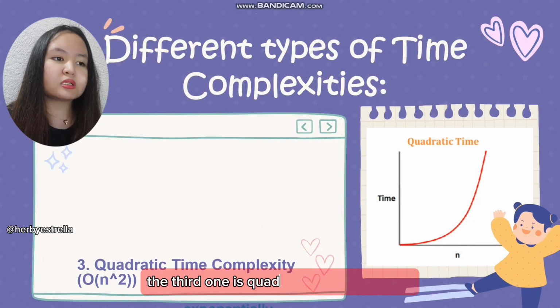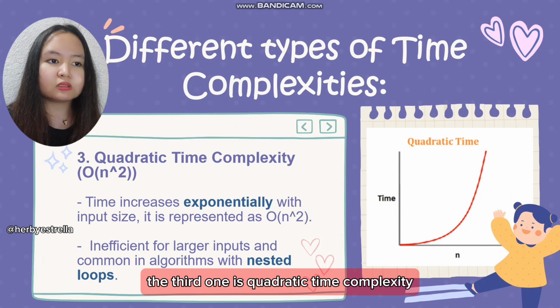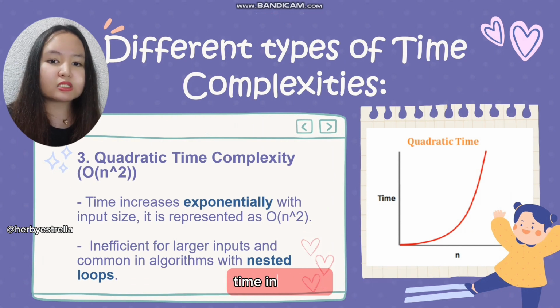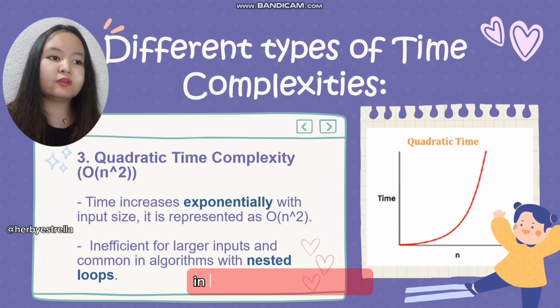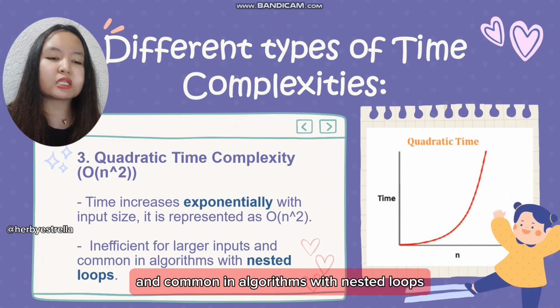The third one is quadratic time complexity, O of n squared. Time increases exponentially with input size. It is represented as O of n squared, inefficient for larger inputs and common in algorithms with nested loops.